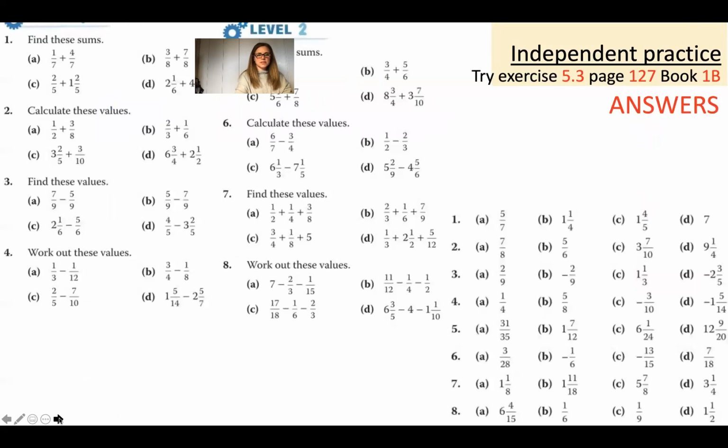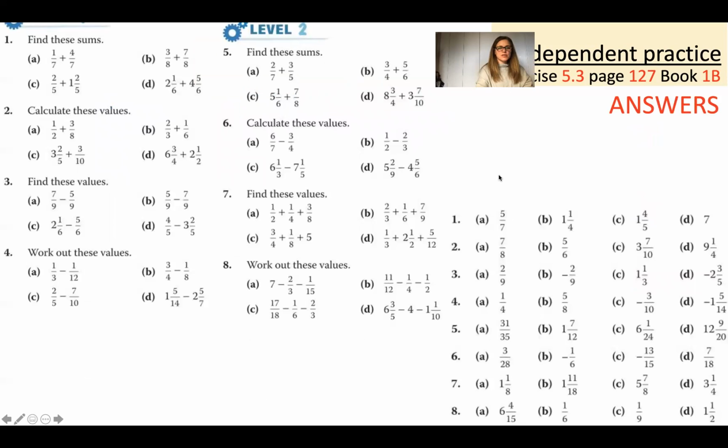Here are the answers. As I say, A column first. If you did get a chance to work through the B column as well, that's fantastic. The answers are there for you now. Pause it and mark and correct your work as necessary. I'm going to move on to the next slide.